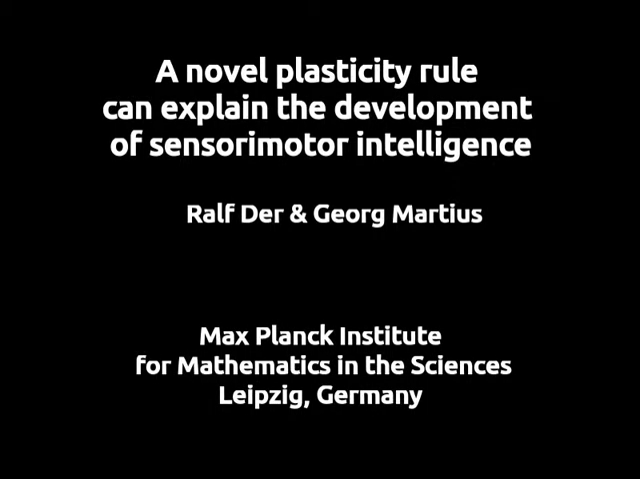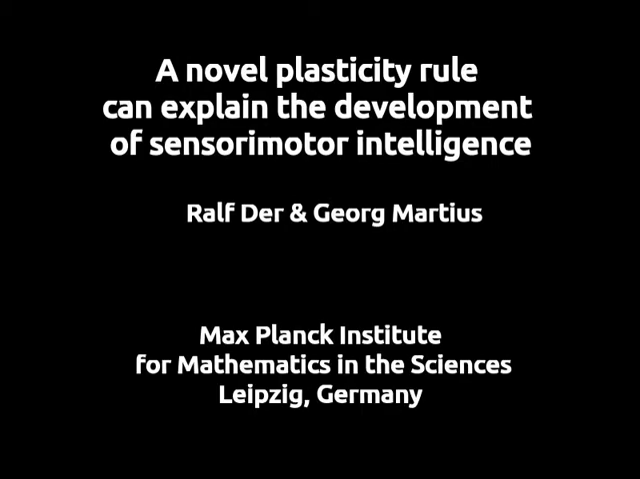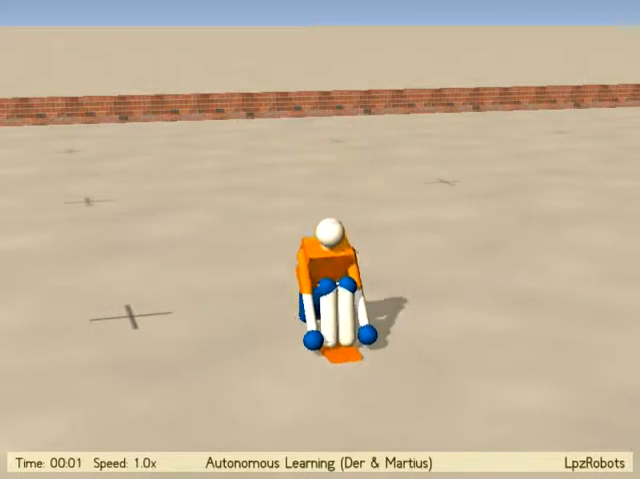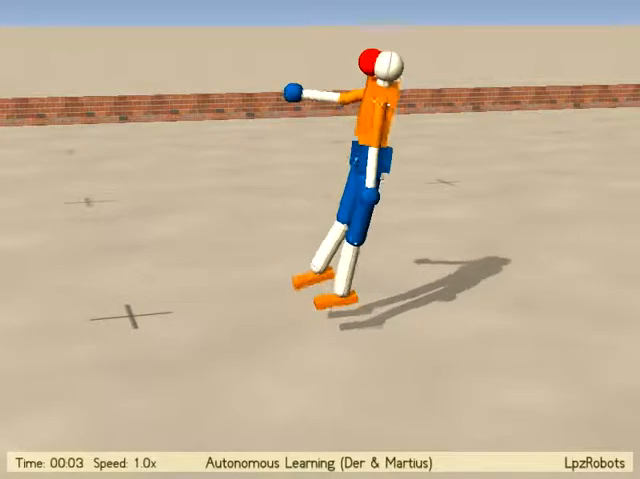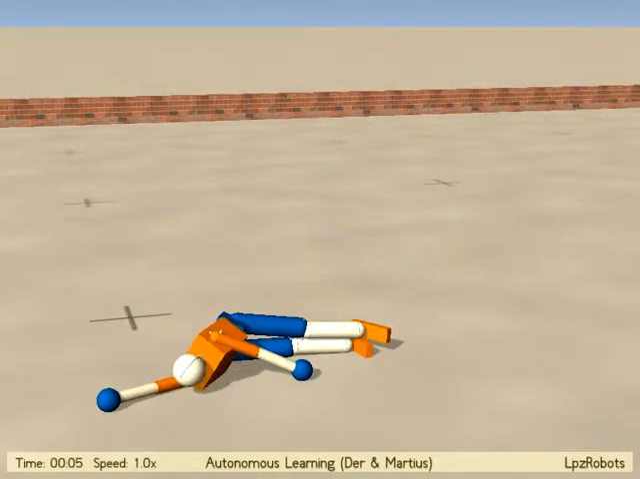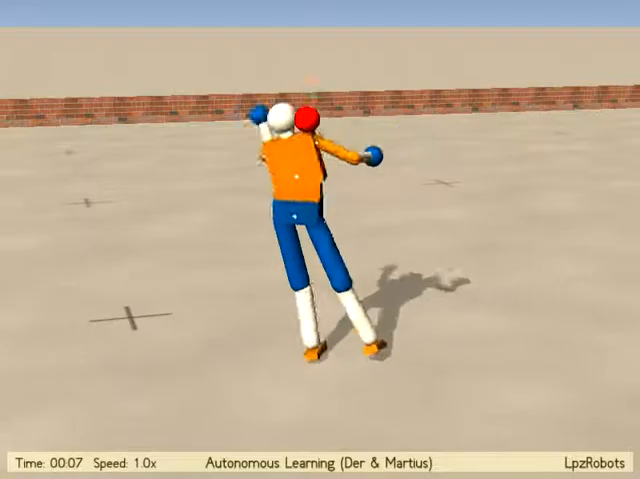In this video, we demonstrate how a novel plasticity rule can explain the development of sensorimotor intelligence. We use artificial robotic systems simulated in a physically realistic virtual environment as a testbed. The actuators of this humanoid robot are switched off to illustrate the physics. We pull the robot indicated by the red ball.